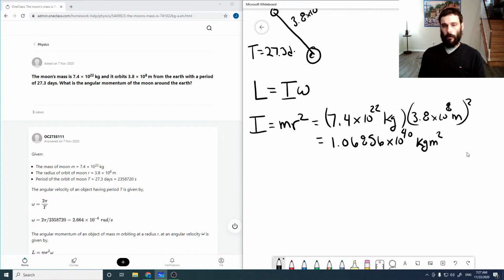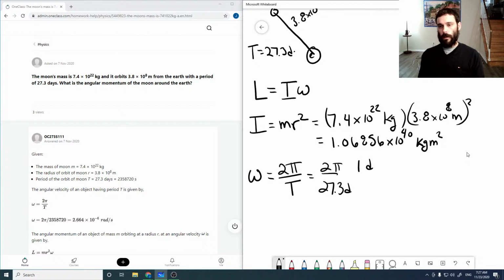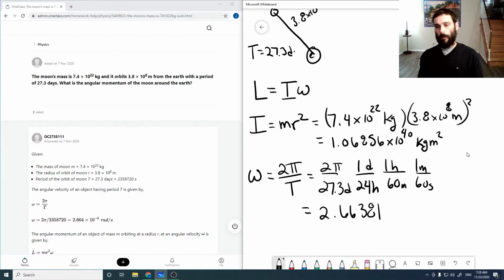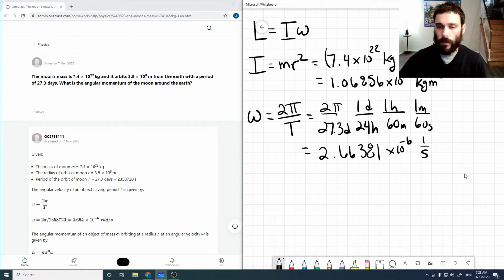Now, for our omega, that's our angular frequency, so it's going to be 2 pi radians over the period, but it's given in days. And so we need unit conversions, so 1 day is 24 hours, 1 hour is 60 minutes, and 1 minute is 60 seconds. So multiplying this all through, it is 2.66381 times 10 to the minus 6 radians per second. So now we have the quantities we need to calculate our angular momentum.